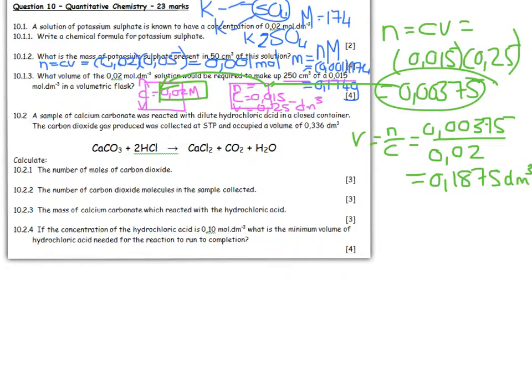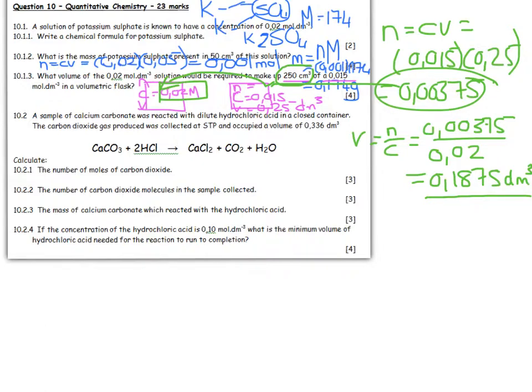It doesn't say how much water has to be added. They did ask me to get the volume, which is going to be in decimeters cubed. If they did ask me to work out how much water had to be added, I would have needed to subtract it from the 250 centimeters cubed, and I also would have had to convert one of them into either decimeters cubed or centimeters cubed.